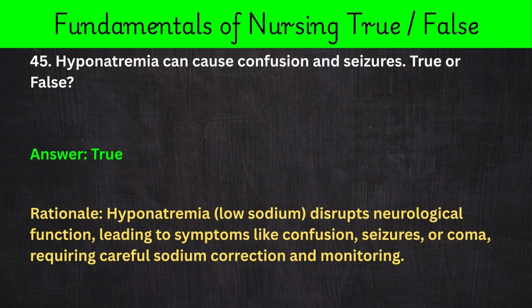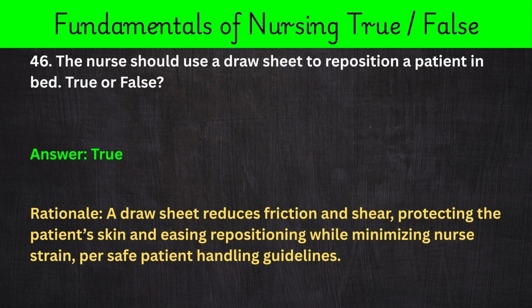True or false? Answer. True. Rationale. Hyponatremia, low sodium, disrupts neurological function, leading to symptoms like confusion, seizures, or coma, requiring careful sodium correction and monitoring. 46. The nurse should use a draw sheet to reposition a patient in bed.